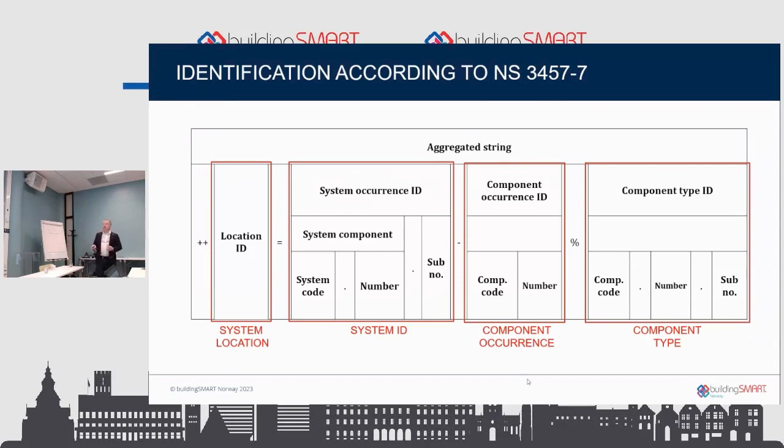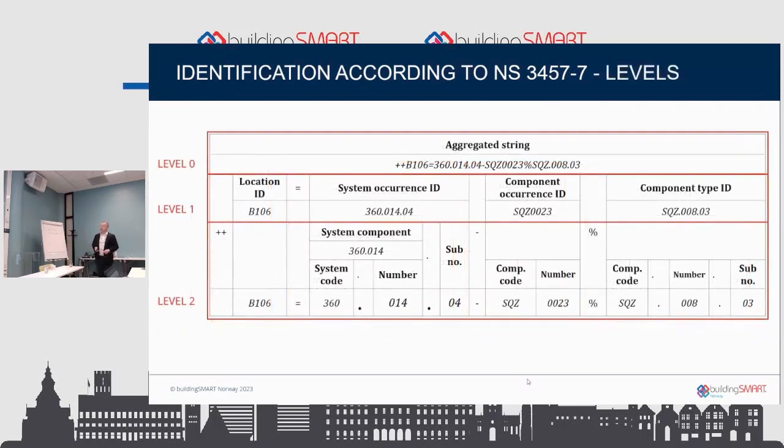So now it's the system location. It has to be bigger than the system. And then you have the system ID. Then you have the occurrence, and the occurrence comes first, because maybe you know you have to have something here, but you don't know the type yet. And then comes the type. This is how we're using it, and we're using the same prefix as in the ISO standard.